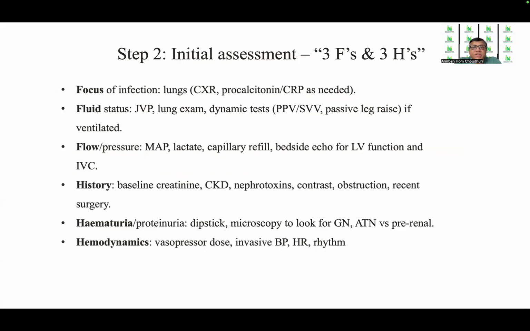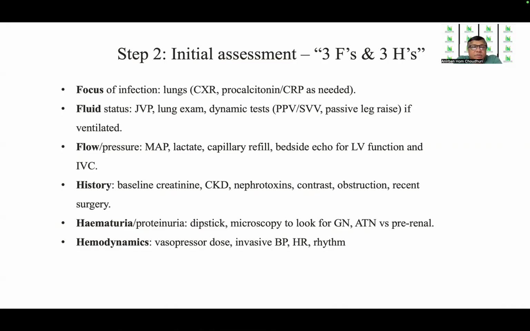So what are the initial assessment steps in this patient? As an initial assessment, we look at the 3Fs and 3Hs. First is to look for the focus of infection. The focus can be the lungs, because this patient has right lower lobe pneumonia, which can be revealed by chest X-ray. Procalcitonin, CRP, etc., can be used as a guide, although they are not diagnostic of infection.